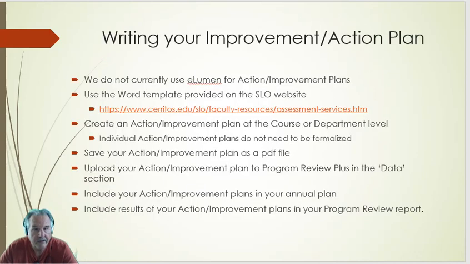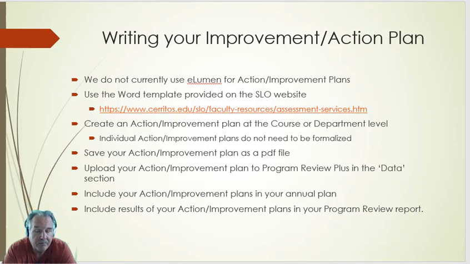And then, of course, you can revise the curriculum, change textbooks, change course objectives, whatever other things you deem as necessary. So when you sit down to write your improvement action plan, the first thing to know, we are not using eLumen for this process. There is a Word template that we provided on the SLO website. Here's a link, but it's under Faculty Resources. That gives you a template that you can follow. It's a very basic Word document that shows what course, what SLO, what you've identified, and then what you are going to do as your action plan. Very simple, basic. It can be very basic, it can be very complex.